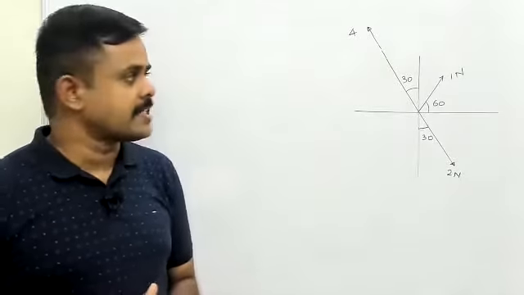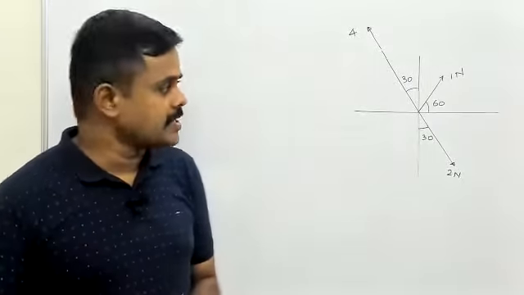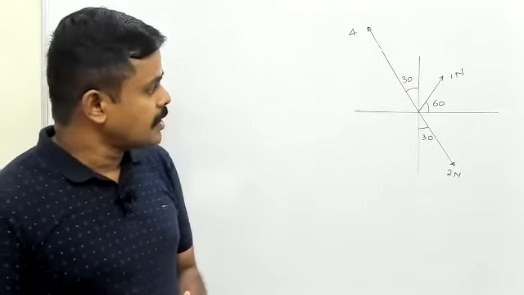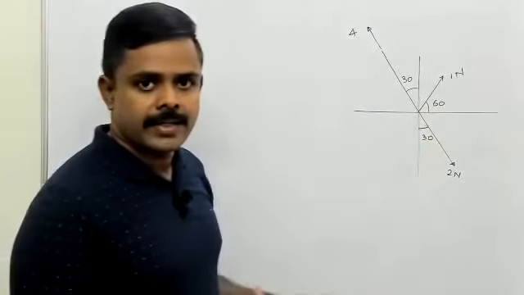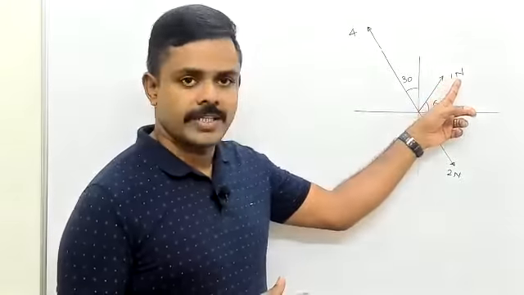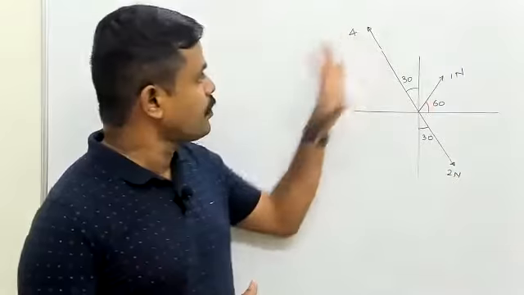In today's session, we will see the rest of the questions on vectors. We'll start with question number 4. This is what they have given in the figure. There is an x-axis, a y-axis, and there are 3 forces: 1 Newton here, 2 Newton here, and 4 Newton here.